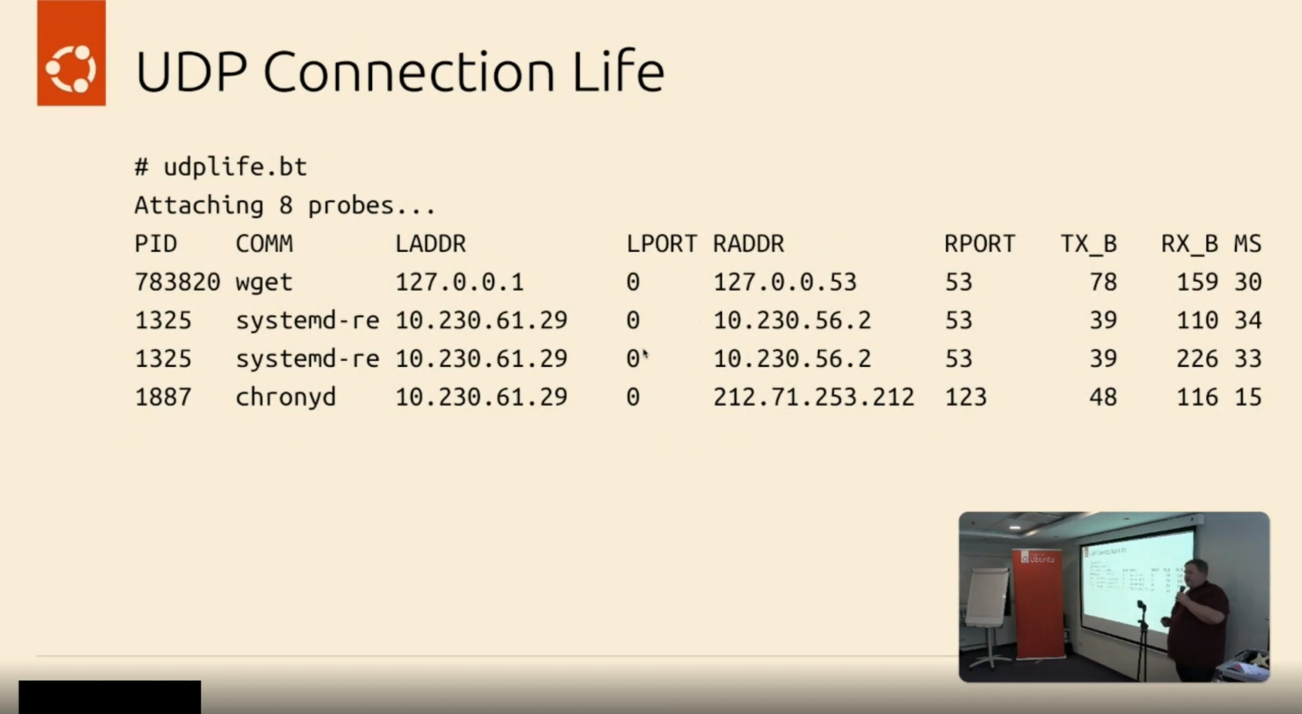Here's another example called udplife. Before, we were looking at DNS requests. Now we're looking at any kind of UDP connection. Every time we send and receive a packet, it shows the latency it took from when we sent it to when we got the reply. And it shows it again for every process on the system. So we can see the process name like wget. We can see the local and remote address, the port number, and the actual latency in milliseconds that it took. In this case, we see mostly DNS requests here, but also an NTP request.